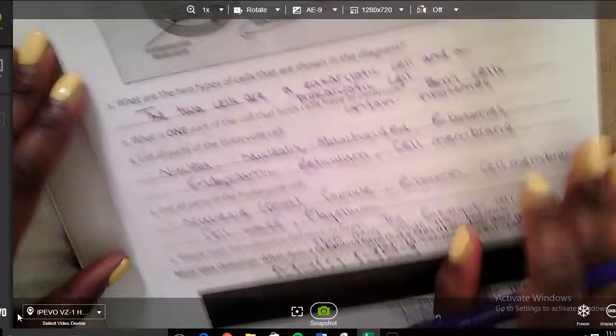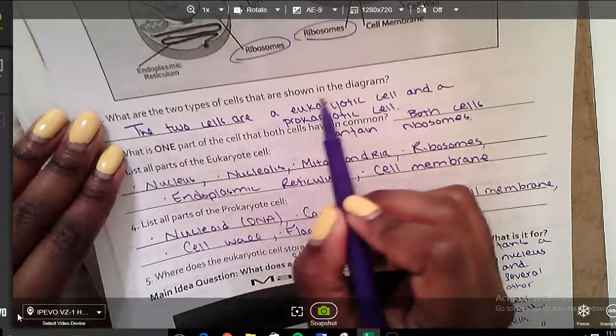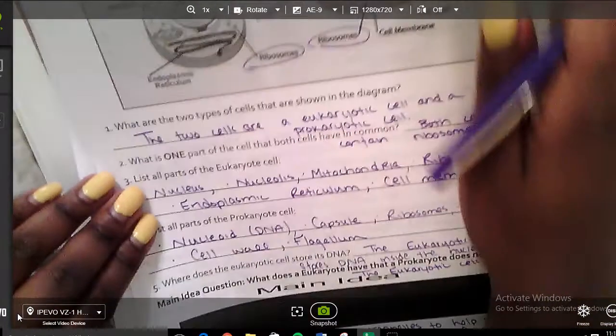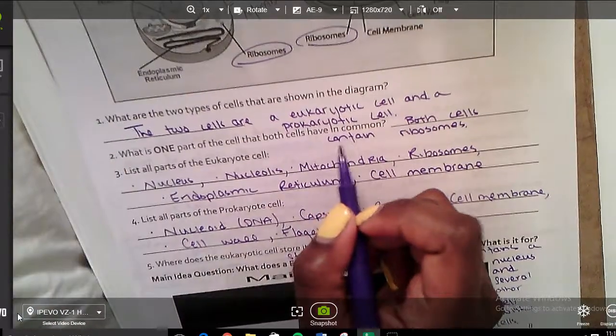Excellent. So right now, these answers should be done on your own. Let's go over the answers together. It says, what are the two types of cells that are shown in the diagram? Pretty simple because it says it right there. So we're not going to go over those kindergarten responses. What is one part of the cell that both cells have in common?